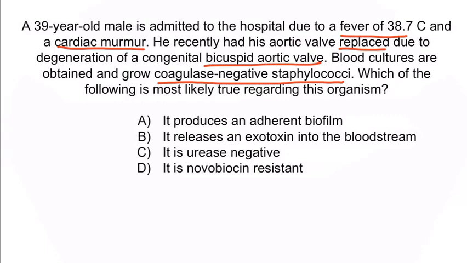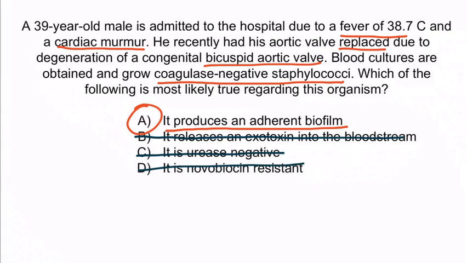The correct answer is A. It produces an adherent biofilm. As we discussed earlier, the biofilm is an extracellular polysaccharide matrix that functions as a barrier to antibiotics and the immune system. B is false because Staph epidermidis doesn't produce an exotoxin. C and D are false because Staph epidermidis is urease positive and novobiocin sensitive. So again, the correct answer is A. It produces an adherent biofilm.